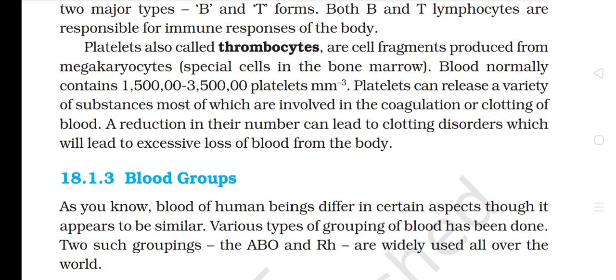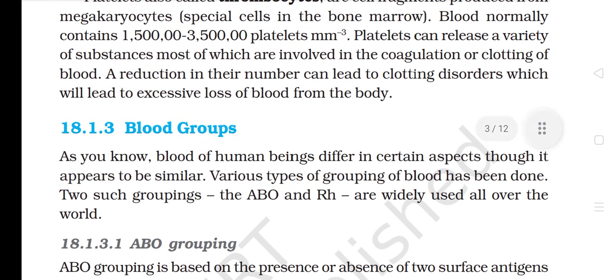Platelets, also called thrombocytes, are cell fragments produced from megakaryocytes, special cells in the bone marrow. Blood normally contains 150,000 to 350,000 platelets per cubic mm. Platelets can release a variety of substances, most of which are involved in the coagulation or clotting of blood. A reduction in their number can lead to clotting disorders, which will lead to excessive loss of blood from the body.